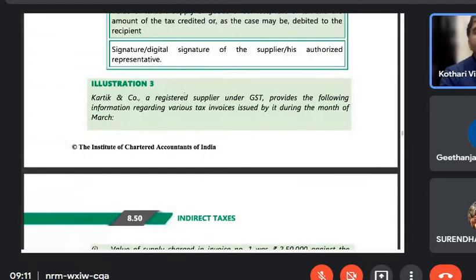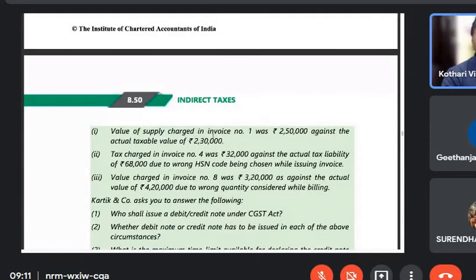So Karthik and Company, a registered supplier under GST, provides the following information regarding various tax invoices issued by it during the month of March. Value of supply in invoice number 1 is 2,50,000 against actual taxable value of 2,30,000. Value of supply charged in invoice number 1 was how much? 2,50,000. How much should he have charged? 2,30,000. That means the value is in excess of the actual value. So what do you have to issue? The supplier should issue a credit note.